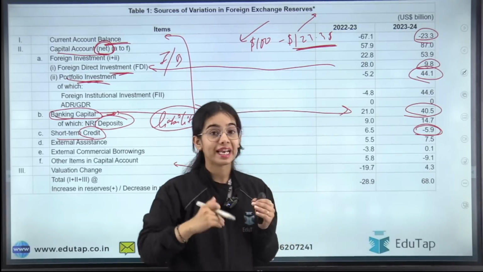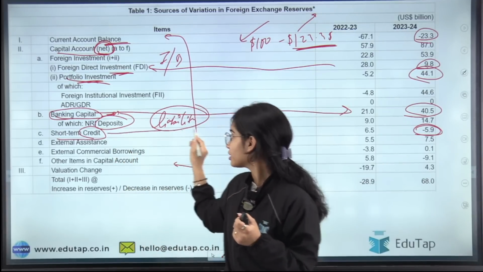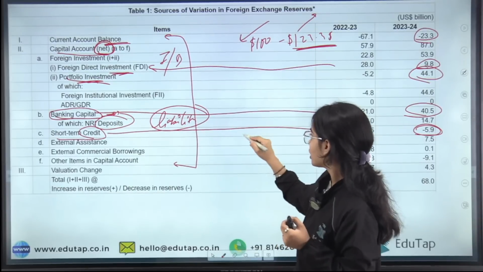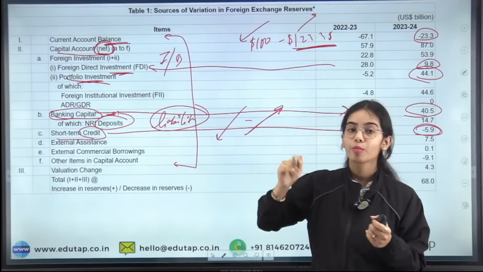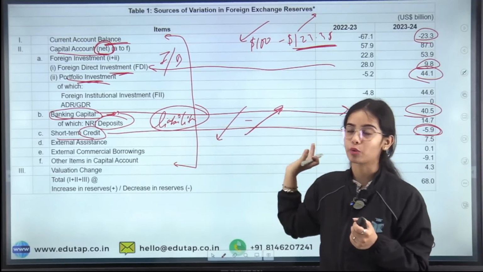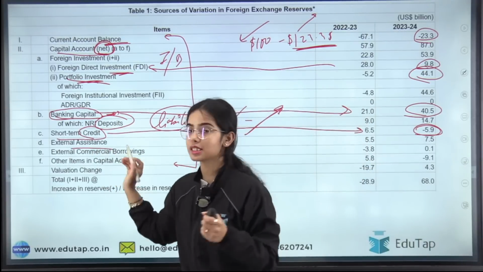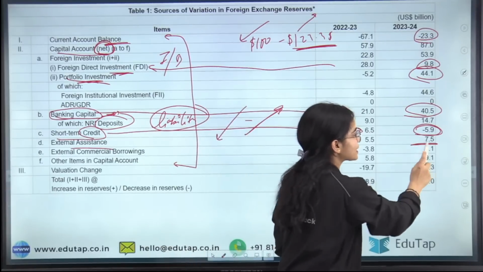That means we have lent the short-term credit. We are getting less short-term credit, but we are providing more short-term credit. That's why the net amount is in negative. External assistance is in positive. We have got the external assistance.